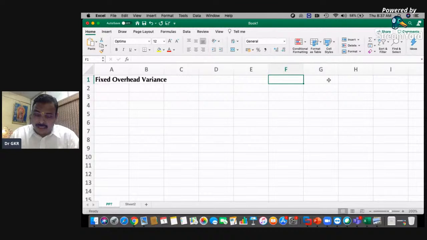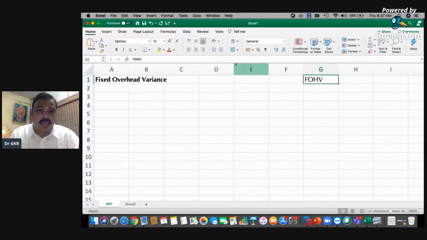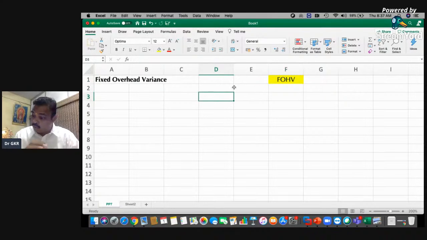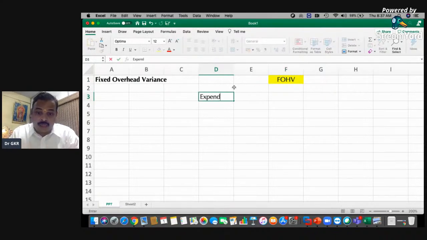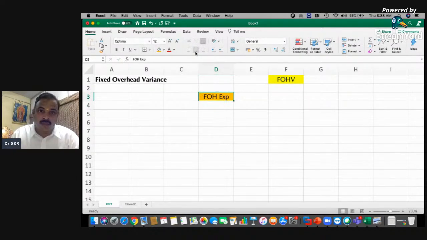This fixed overhead variance, I'll divide into 2 parts. The first one is the FOH expenditure variance. I'll explain how it comes about.